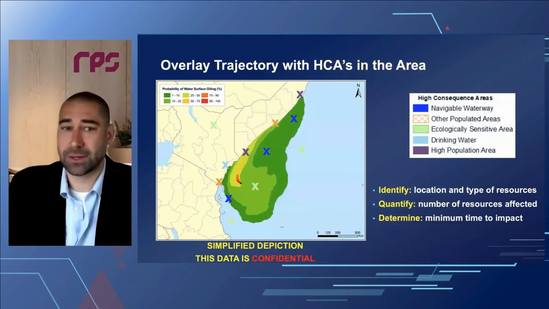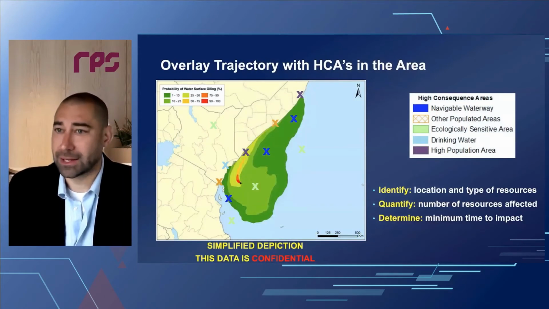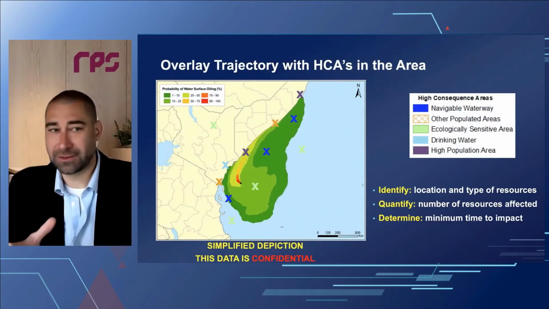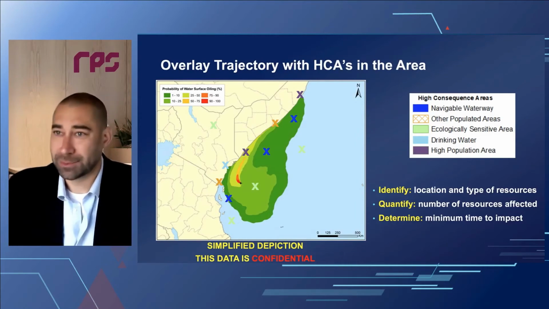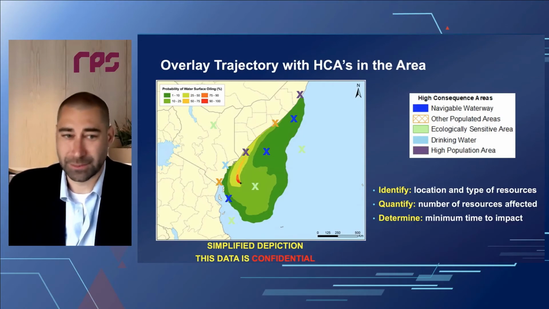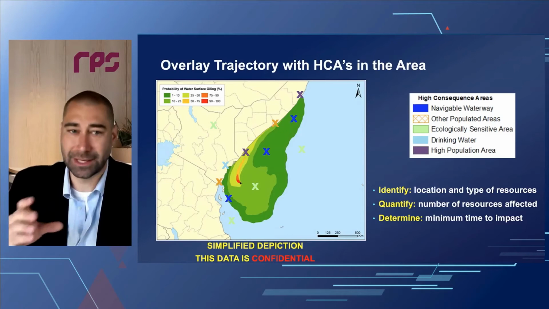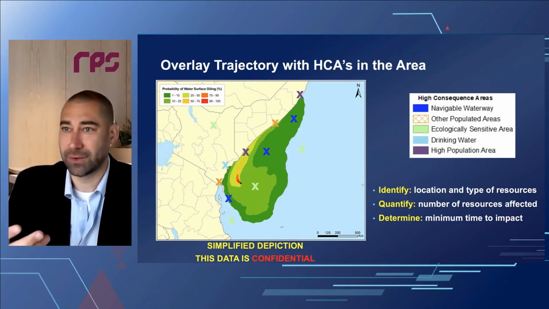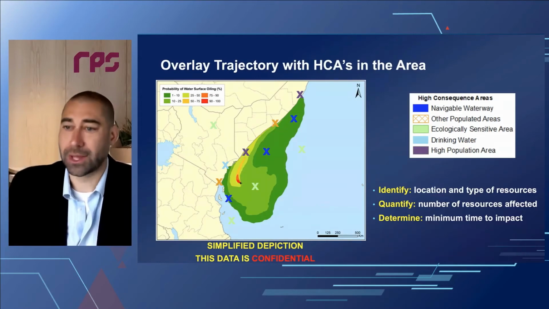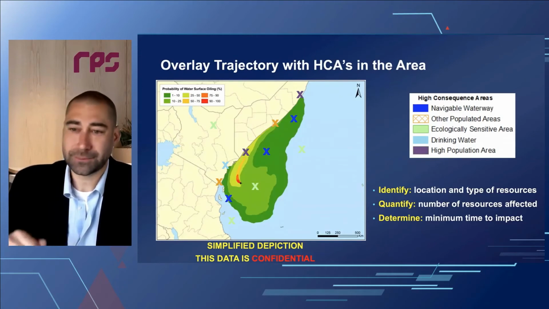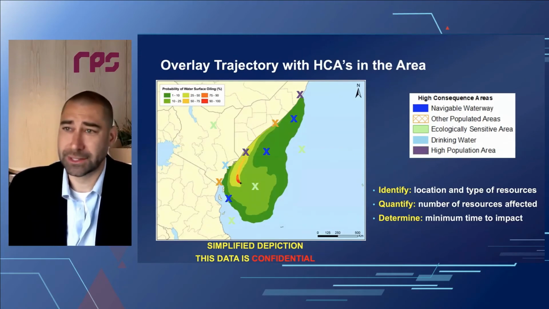But what we would do is then take those results and we would overlay them on the high consequence areas in the region. I realize that this is an absolutely ridiculous simplified depiction on the left to identify high consequence areas. This data is typically considered confidential, and the operators provide this to consultants like myself so that we can do these assessments. But the key here is that we're taking this footprint in the offshore environment with all of these different environmental forcings, identifying the location and the type of resources that could be affected, quantifying the number of resources that are affected, and then determining the minimum amount of time it might take for an oil spill to impact that specific resource.